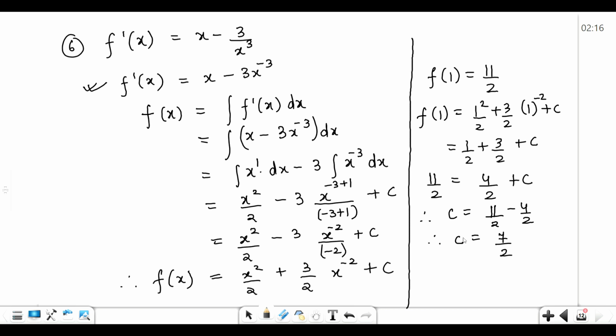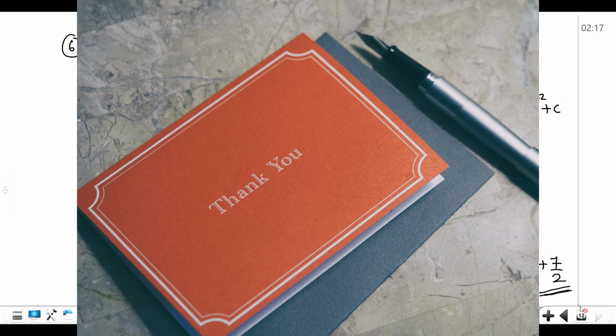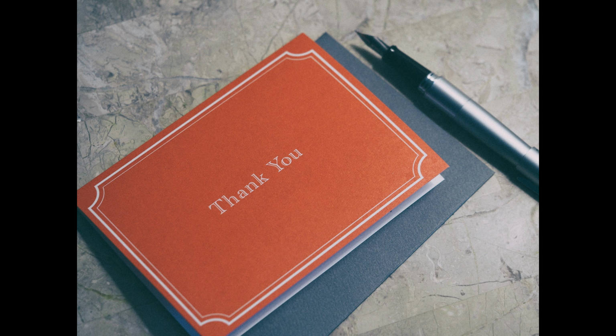Okay, so what is the original function? So the original function is nothing but x square by 2 plus 3 by 2 x to the power minus 2 plus 7 by 2. This is your actual answer, or the actual f of x that was required to be found. Okay, so these were some of the basic problems based on indefinite integration. I hope you have understood each and every question.